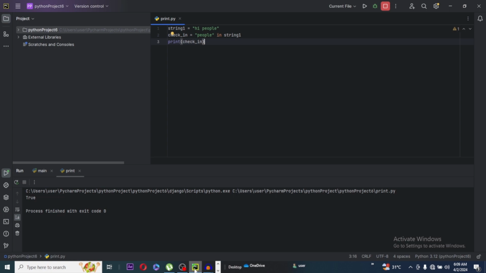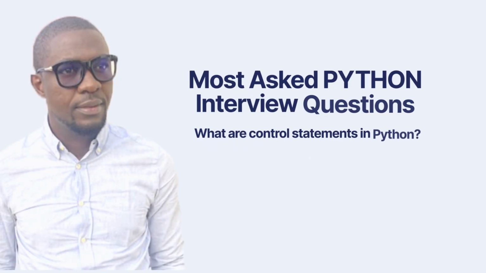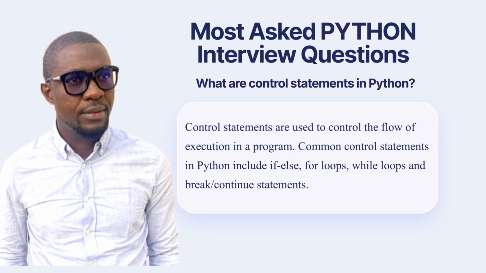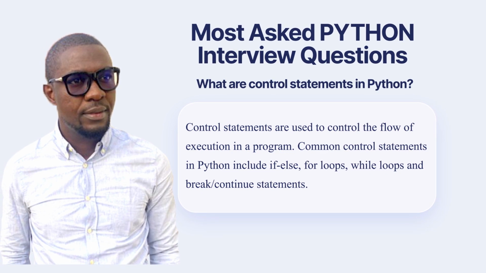So let's move to the next question. What are control statements in Python? Okay, control statements are used to control the flow of execution in a program. Common control statements in Python include if-else, for loops, while loops, and break and continue statements.